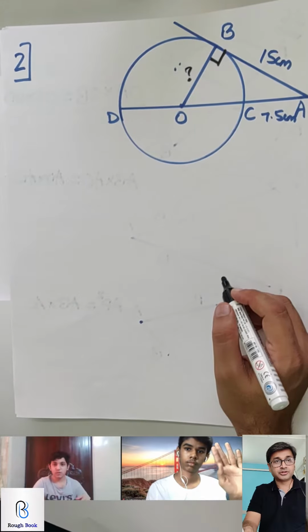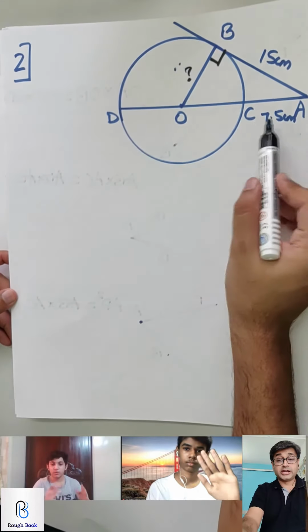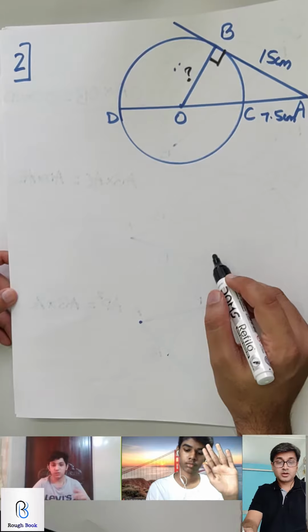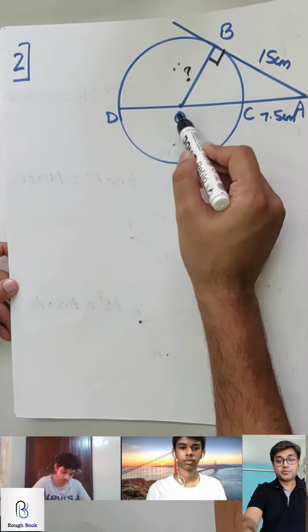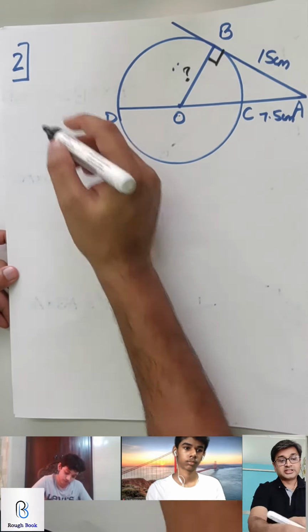Yes, continue, Kainosh. Pythagoras theorem. But I don't know OA, I know only AC. So you keep OC as X, and OC is equal to OB because it's a radius. Superb. You already know this. Brilliant. Because OB and OC both are radii, you can consider both of them as X. So let's begin to write.